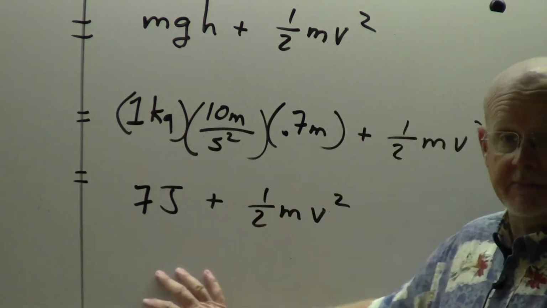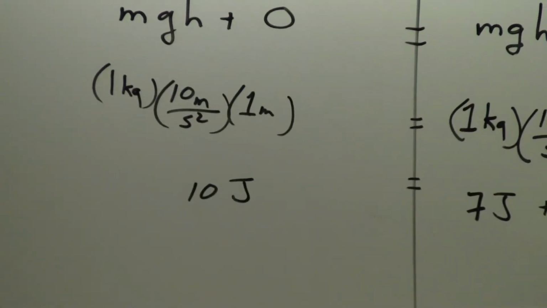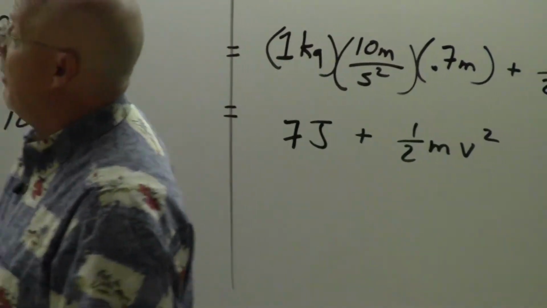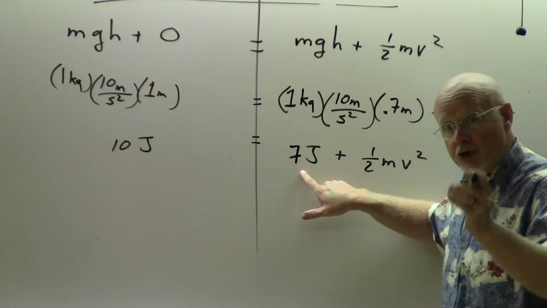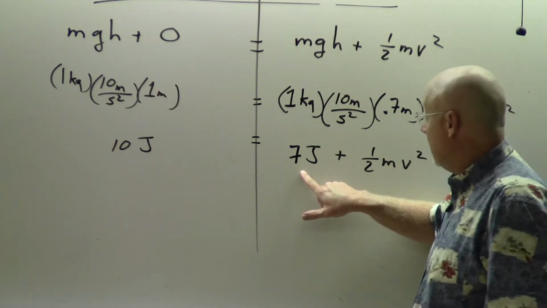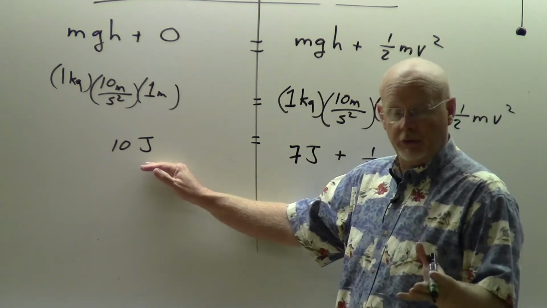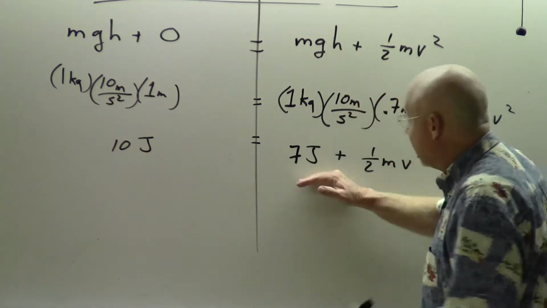And so I still have some algebra to do, but I'm hoping you see that at that point right here, after it has dropped 30 centimeters, it still has 7 joules of gravitational potential energy. So it lost some, yes. In fact, it lost 3. It had 10 joules of gravitational potential energy, and now that it's fallen a little bit, it has 7.